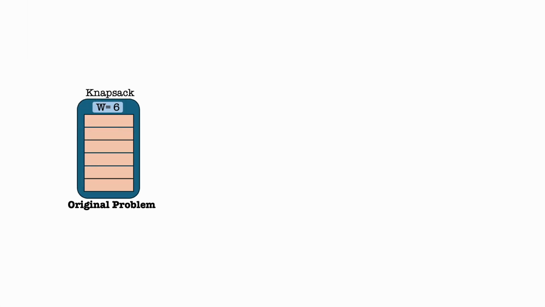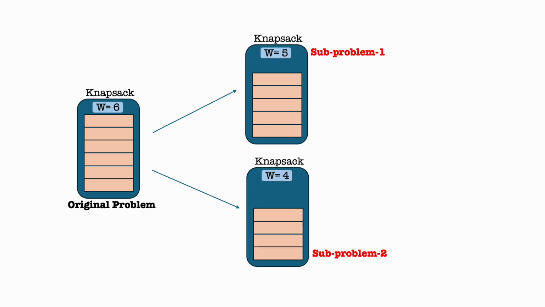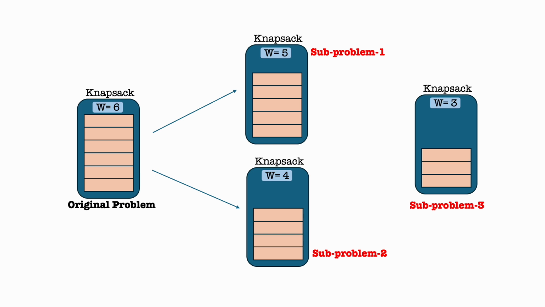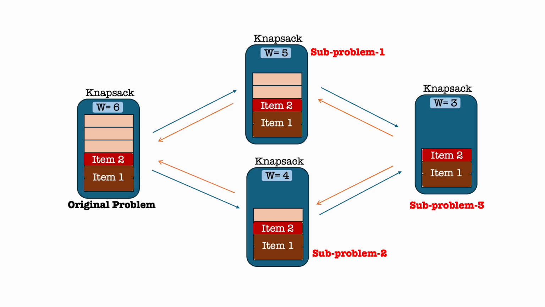We start with an original problem where the knapsack has a weight capacity 6. We break this down into two subproblems. Now, let's look at a subproblem where the knapsack has a capacity of 3. We find the best solution for this subproblem by keeping item 1 and item 2 in the knapsack. This subproblem with capacity 3 is part of both subproblem 1 and subproblem 2. So, the solution for this subproblem might help solve subproblems 1 and 2, which in turn may help to solve the original problem.